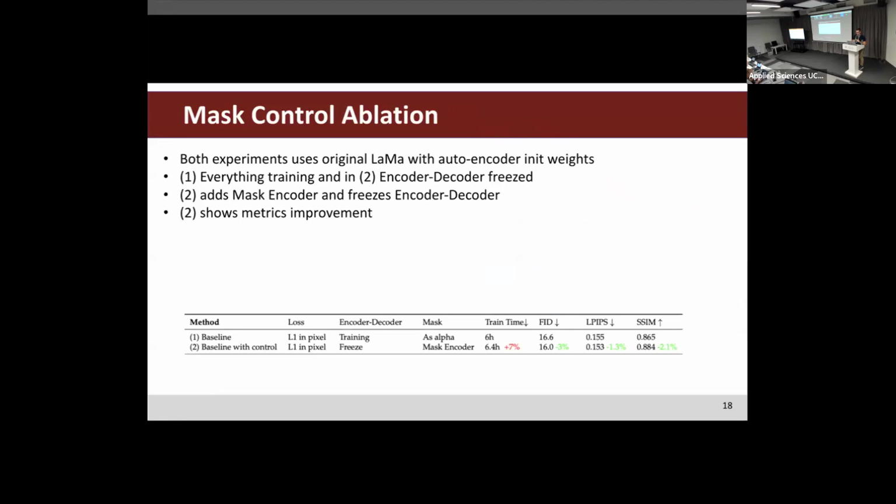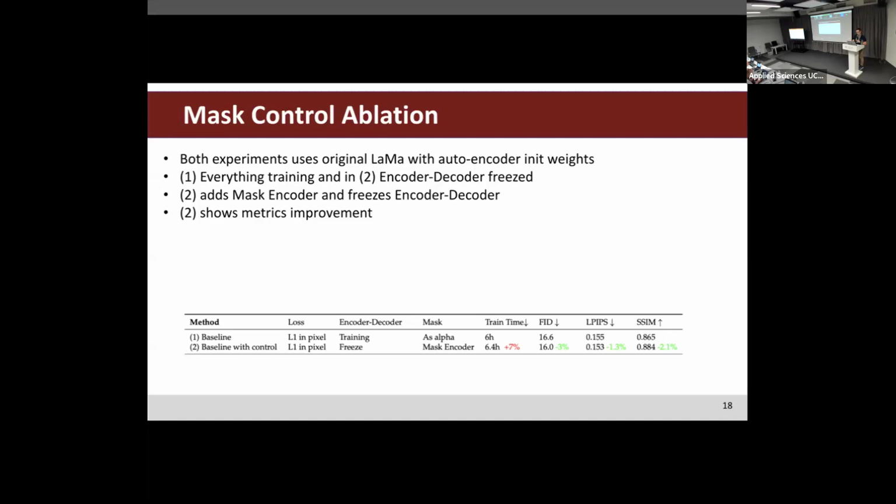So both experiments use the original Llama model, but it was initialized with an autoencoder for the encoder-decoder parts. In the first, every layer was trained, but in the second experiment, we freeze this encoder-decoder part. And it shows improvement. And interestingly, in the second experiment, we have fewer trainable parameters, but it still showed improvement.